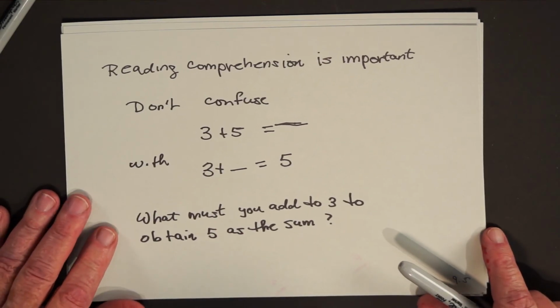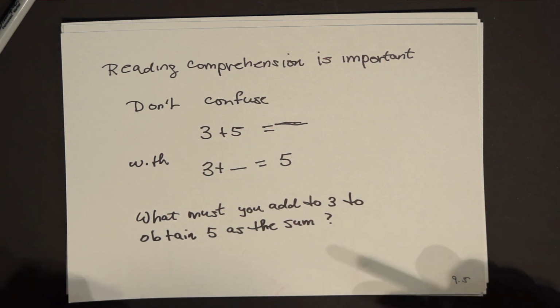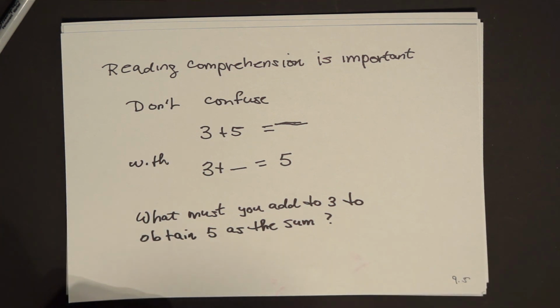So again, by having students read 5 minus 3 as the number you have to add to 3 to get 5, you're helping them for when they get to an obstacle further down the road. And the important thing is, don't underestimate reading comprehension. As important as mathematics is, reading comprehension is even more important.